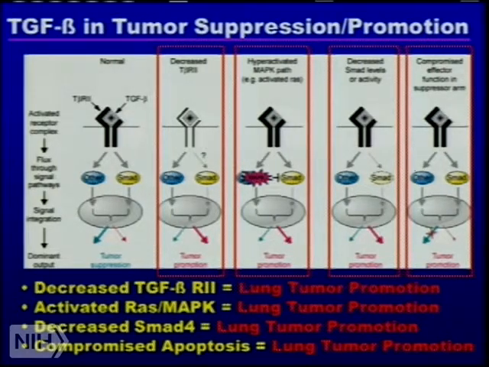We showed that the type 2 receptor can be decreased, leading to lung tumor promotion. Activated RAS-MAP kinase can lead to promotion of lung tumors as well. Decreased expression of SMAD4 also leads to lung tumor promotion, as well as compromised apoptosis. So it's possible for carcinogens to counteract the activity of what's known to be a good tumor suppressor to make it really a tumor promoter, a powerful tumor promoter.